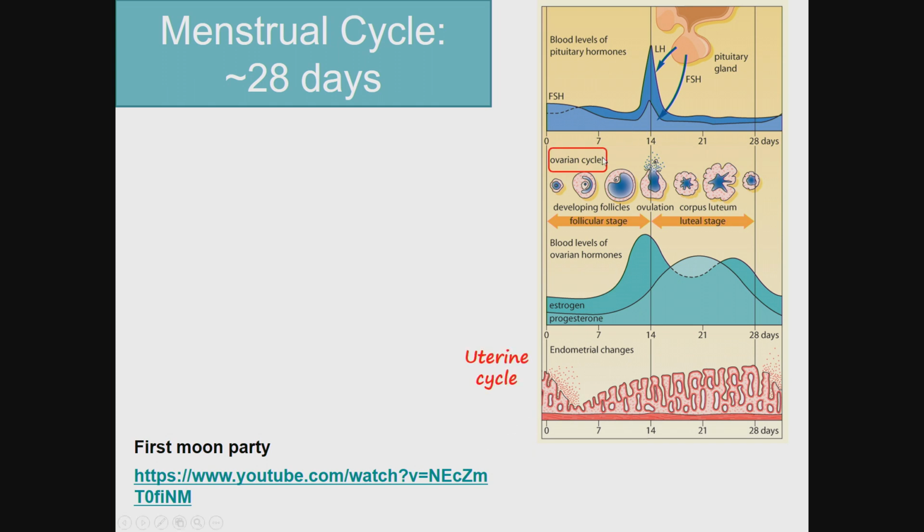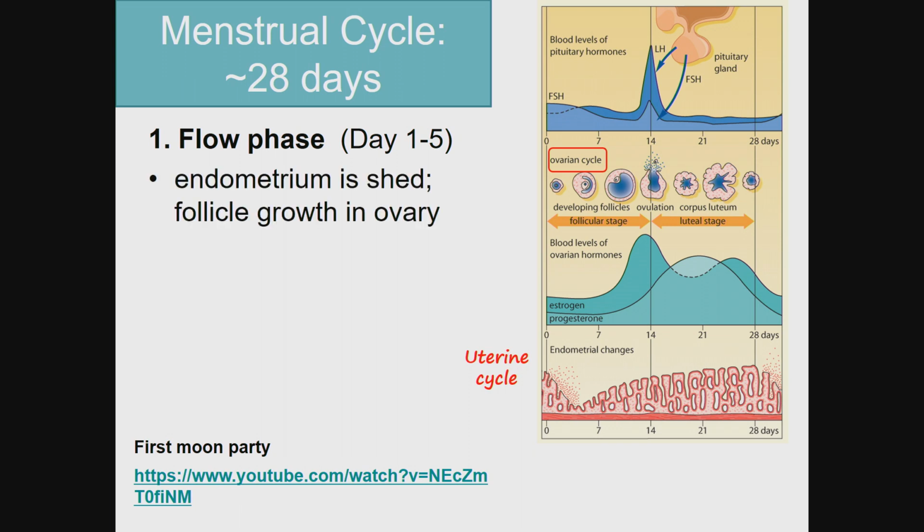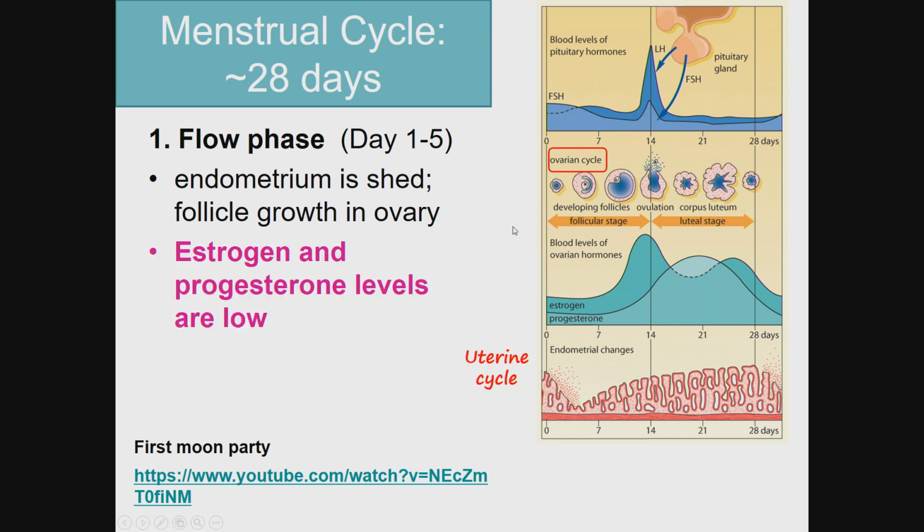Let's just label on the diagram. Here's the ovarian cycle, so the various follicle and then corpus luteum. And the uterine cycle shows the blood layer, the endometrium. So the first part of the menstrual cycle is the flow phase, days 1 to 5, during which the endometrium is shed. That's what we're seeing here. And we start the follicle to grow in the ovary. Estrogen and progesterone levels are low. Okay, so that's the flow phase, and the follicle is stimulated by FSH.